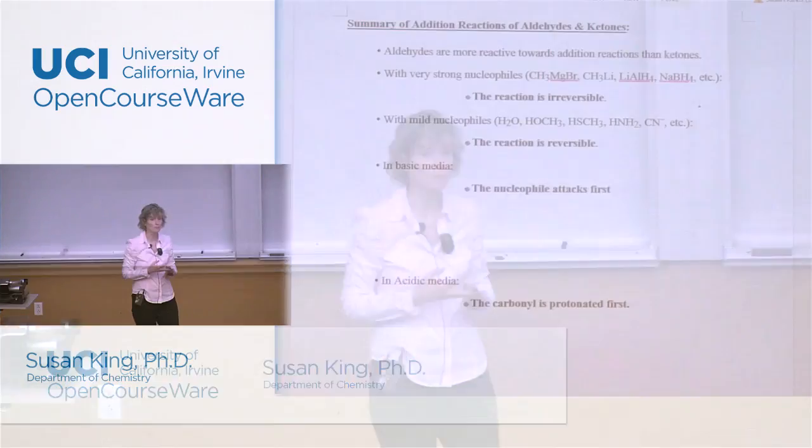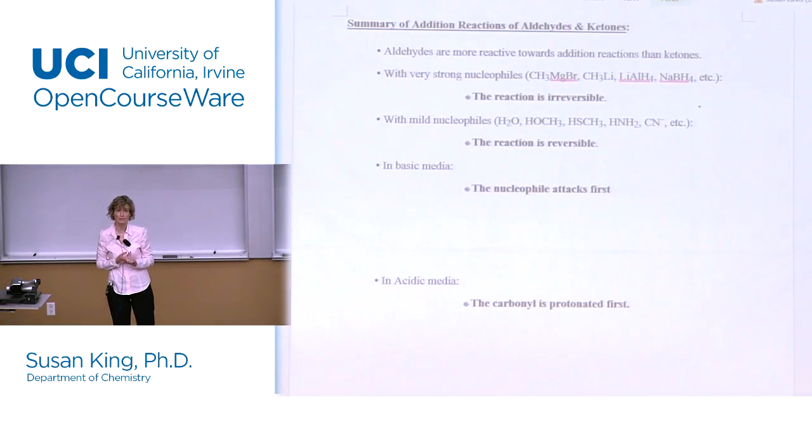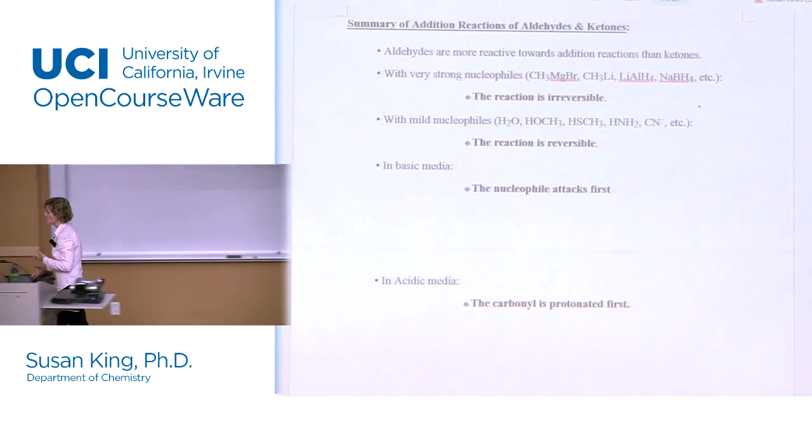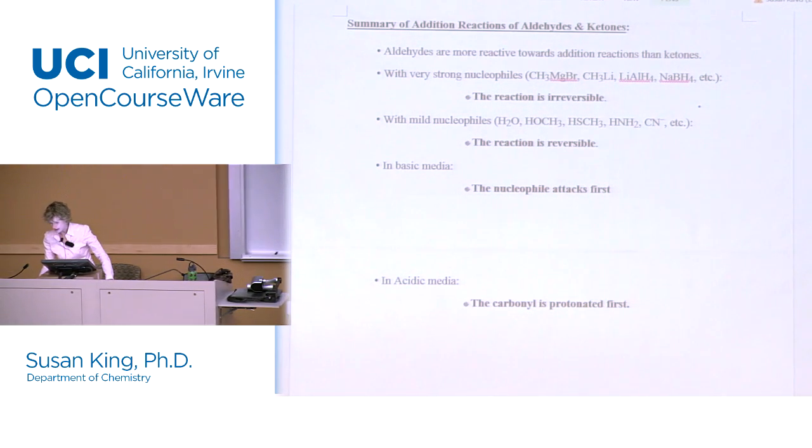All right, so in this chapter we've talked about reversible additions to aldehydes and ketones. We talked about making hydrates. We talked about making hemiacetals. We talked about making acetals. We talked about making imines, and we talked about making enamines. Okay, so I want to summarize all these reactions because they have a lot of similarities.